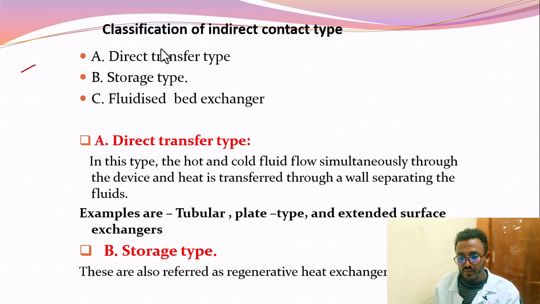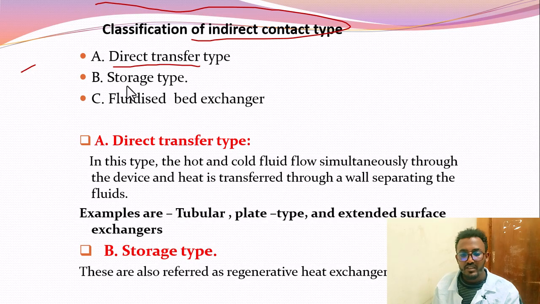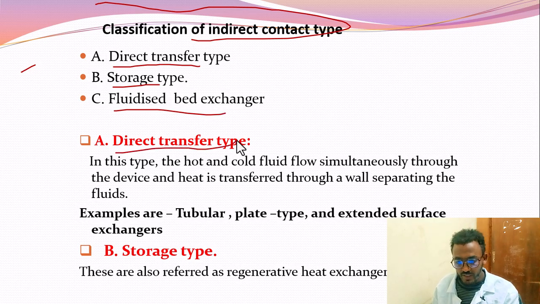So let's see classifications of indirect contact type. The first one is direct transfer type, the second one is storage type, and the third one is fluidized bed exchanger. In direct transfer type, the hot and cold fluids flow simultaneously through the device and heat is transferred through a wall separating the fluids. Most of the time, we have tubular, plate type, and extended surface exchangers.